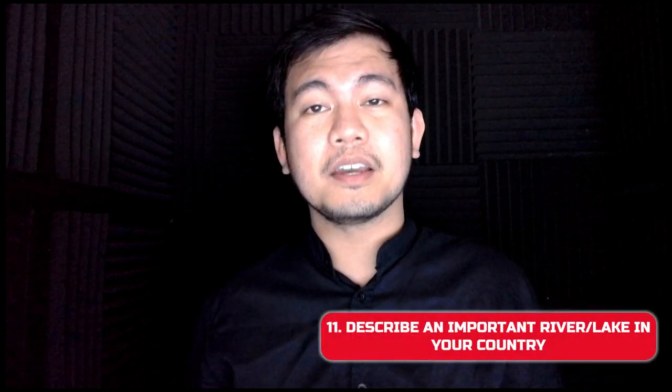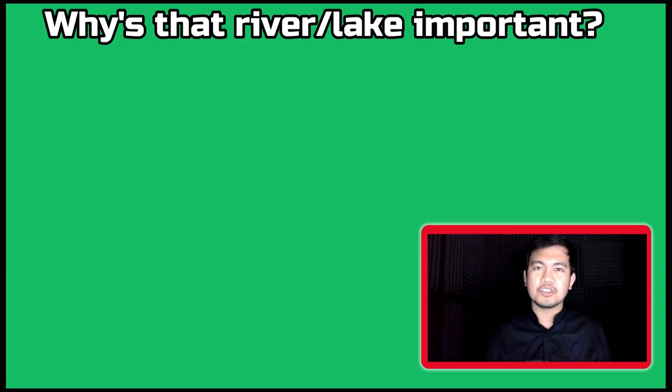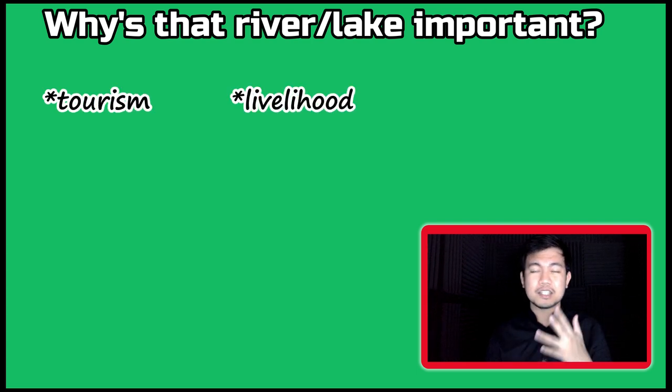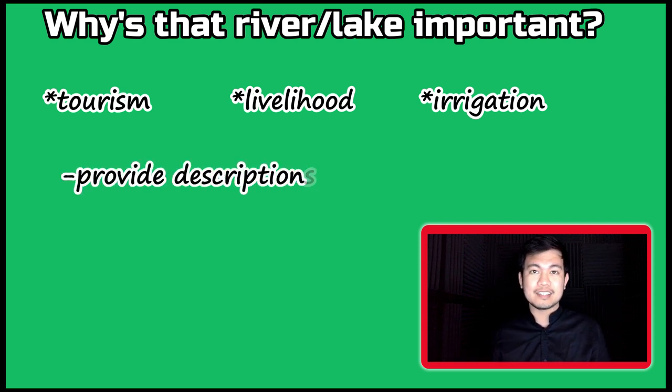Let's talk about an important river or lake in your country. Ask yourself, why is that river or lake important? Is it because of tourism, livelihood? Is it used for irrigation? You must have a reason or reasons in order for you to develop a story out of this topic. Now, I advise you to give descriptions of this river or lake.